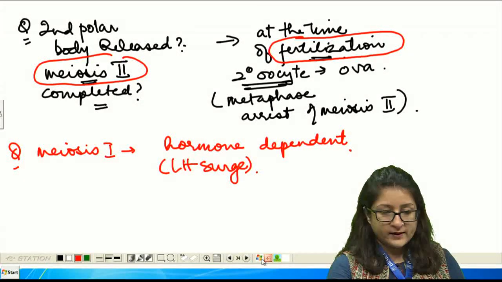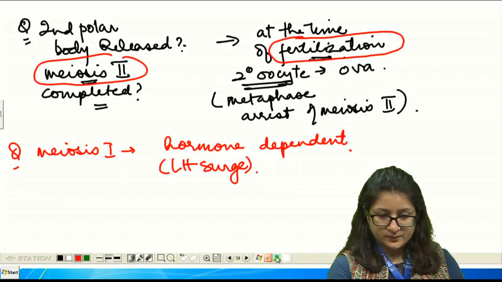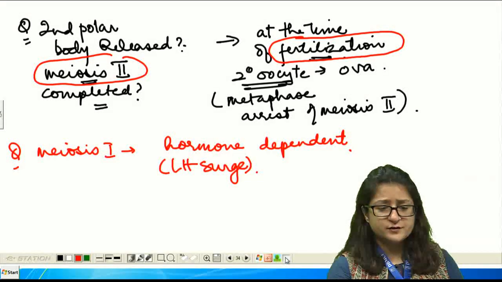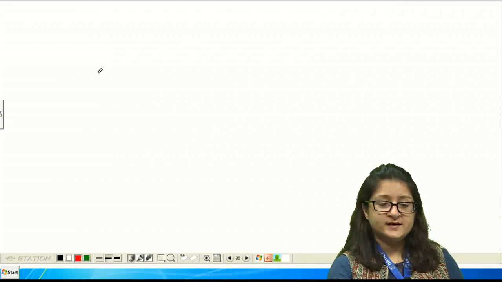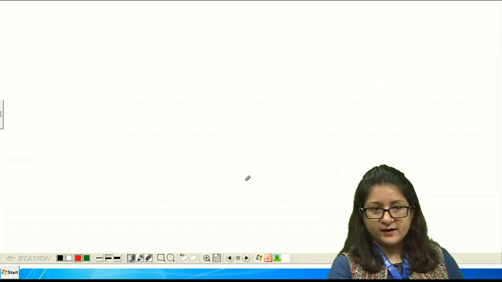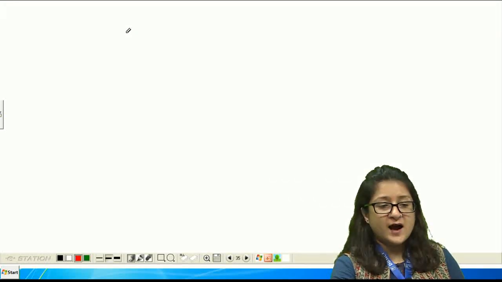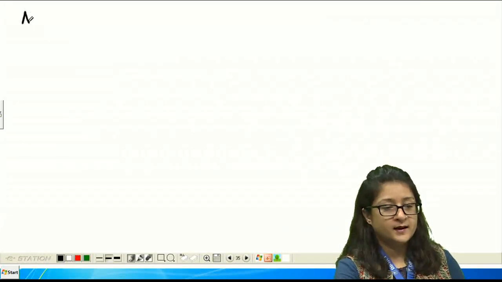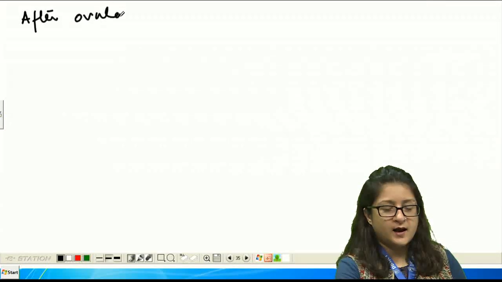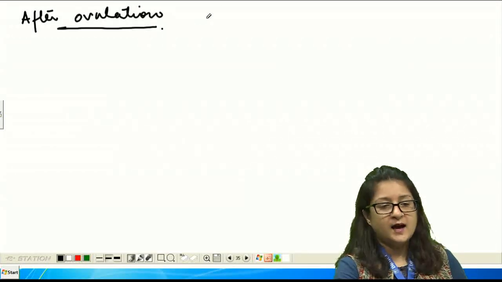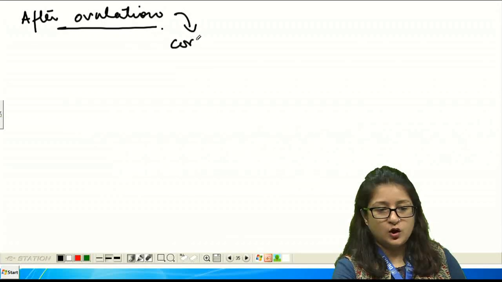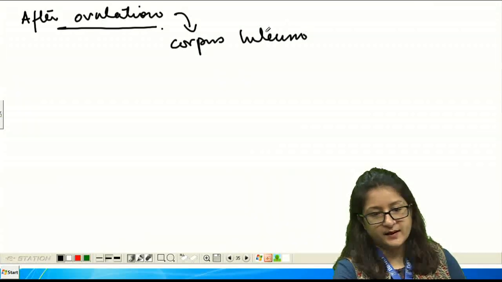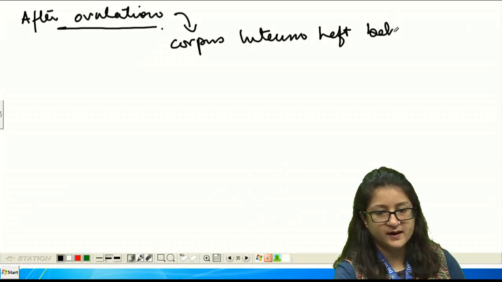Then another important point about the menstrual cycle that you have to remember. So far we have traced the development of the follicle all the way up to ovulation. All right, so after ovulation, what happens? After ovulation, the corpus luteum is left behind. Okay, corpus luteum is left behind.